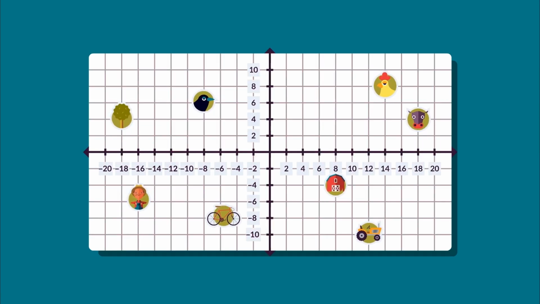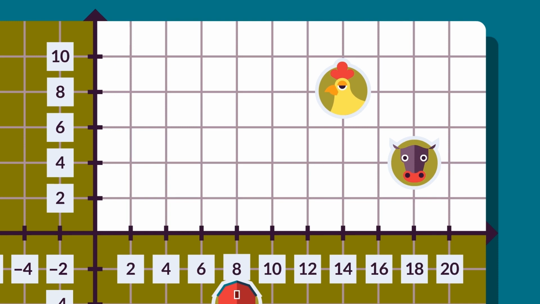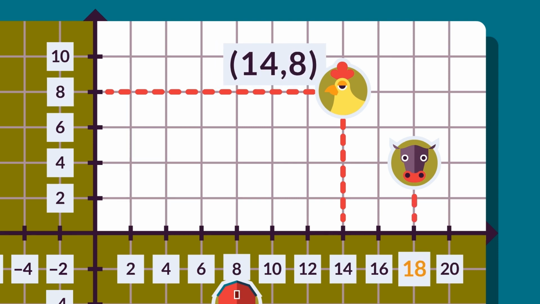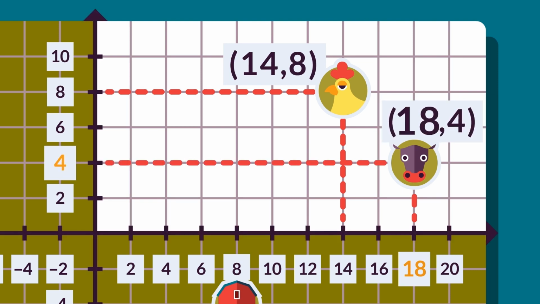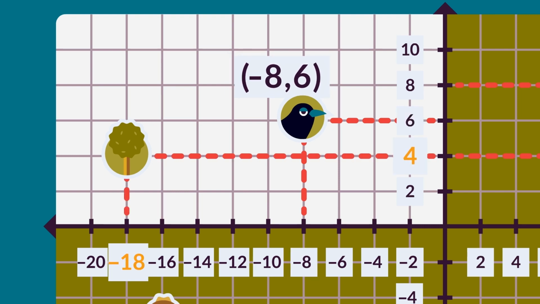So let's try and locate some objects on this plane by giving the coordinates of each. Let's start with the first quadrant. The chicken is in line with 14 on the x-axis and 8 on the y-axis. Its coordinates are therefore 14, 8. The cow is 18 on the x-axis and 4 on the y-axis, so its coordinates are 18, 4. Then the second quadrant. The crow is at -8 on the x and 6 on y, so it's -8, 6. The tree is -18, 4.